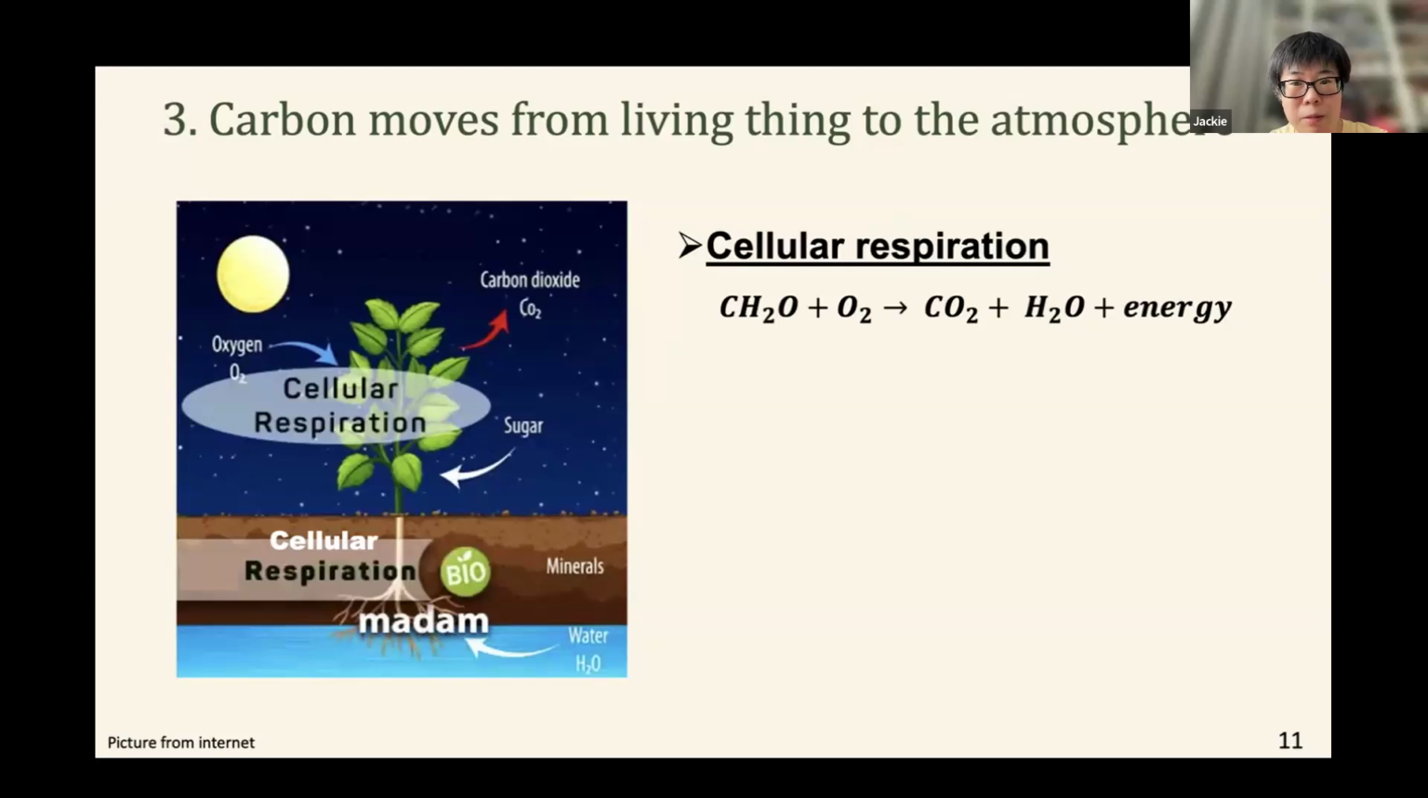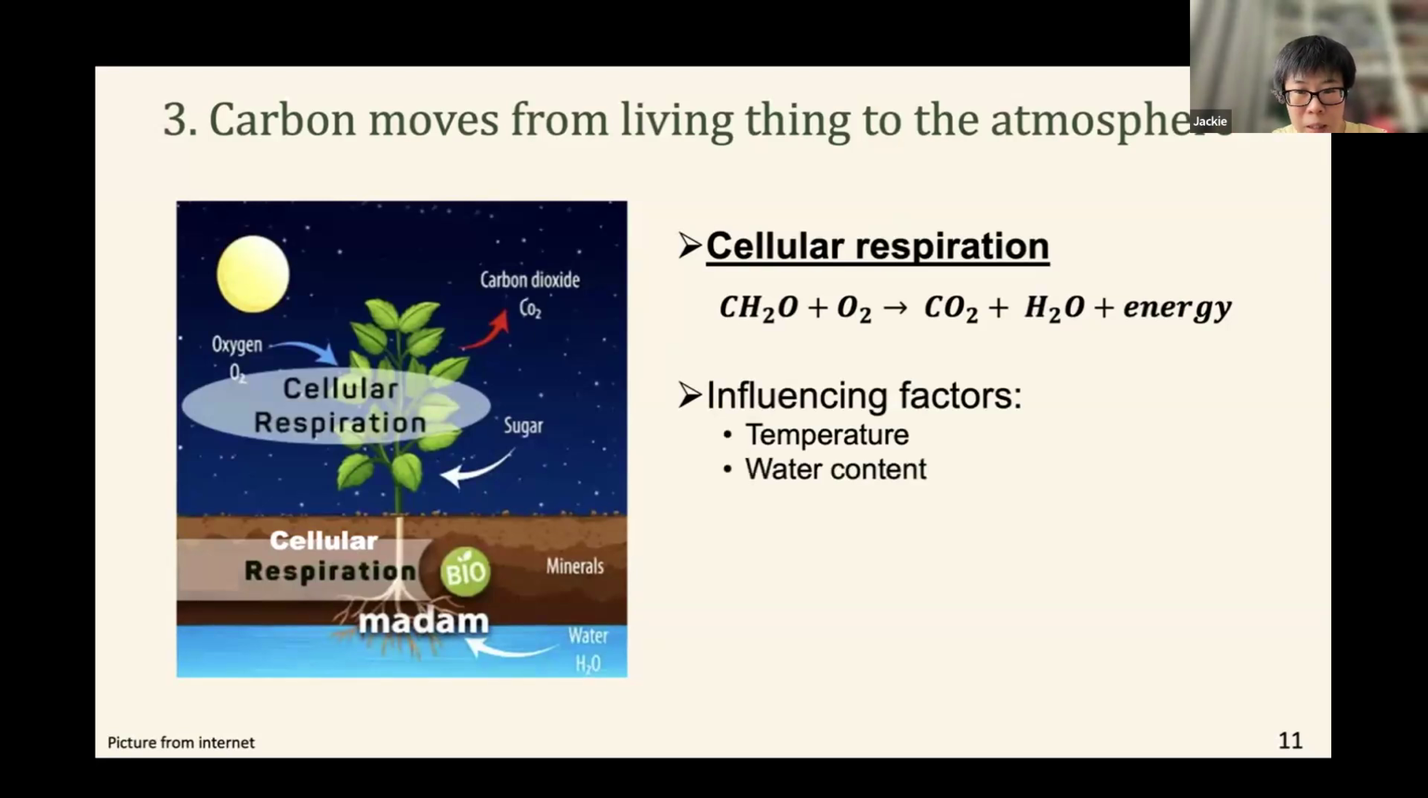Then we have to talk about respiration, which we call cellular respiration, existing in all living things. It utilizes sugar with the existence of oxygen, and produces CO2, water, and also releases energy at the same time. And once again, the influencing factors that we can think of, for example, temperature, which actually determines the activity level of the enzyme, for example, and also water content, right?